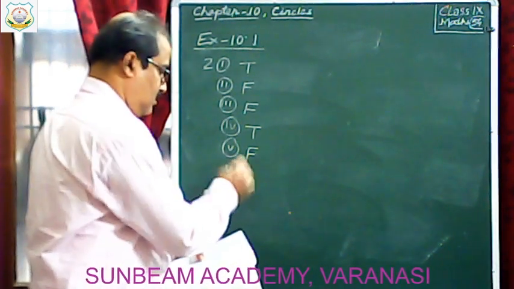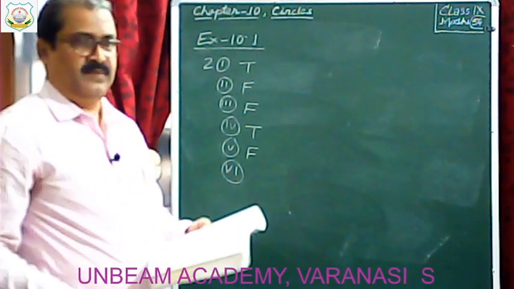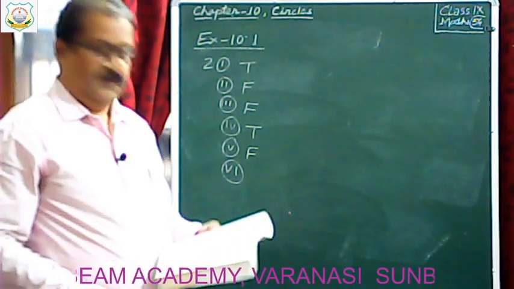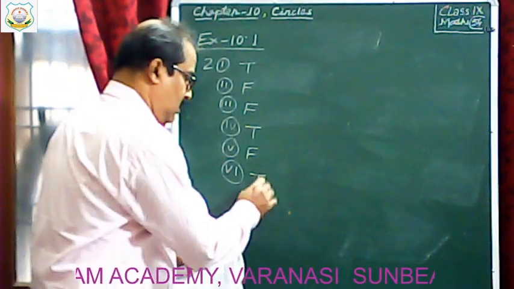Sixth, a circle is a plane figure. Every geometrical figure like this is a plane figure. It's true. A circle is a plane figure.